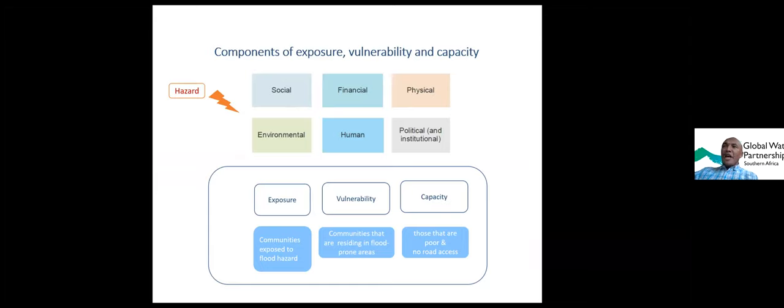Again, another important thing to consider is that as we do our assessment of exposure, vulnerability, and capacity, it's always good to see the different components. For example, the hazard can affect the environmental system, social system, human system, institutional or physical system. So it's always good to consider the different components of exposure, vulnerability, and also capacity. For example, if I say exposure, I'm talking about flood exposure to communities. And vulnerability, for example, communities residing in flood-prone areas are more vulnerable to flood hazard. And capacity, those communities that are poor and don't have the means to respond to the flood hazard would be more damaged or affected by the hazard.